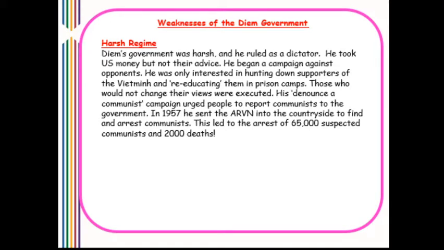His Denounce a Communist campaign urged people to report communists to the government, and in 1957 he sent the ARVN into the countryside to find and arrest communists. This led to the arrest of 65,000 suspected communists and 2,000 deaths.